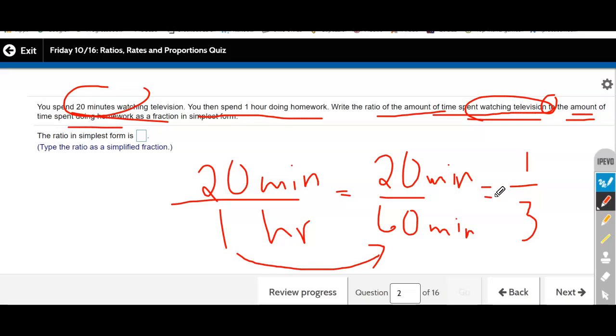And if you are having trouble simplifying fractions, use that fraction button. 20, AB over C, 60, hit equals, and it simplifies it for you. Okay?